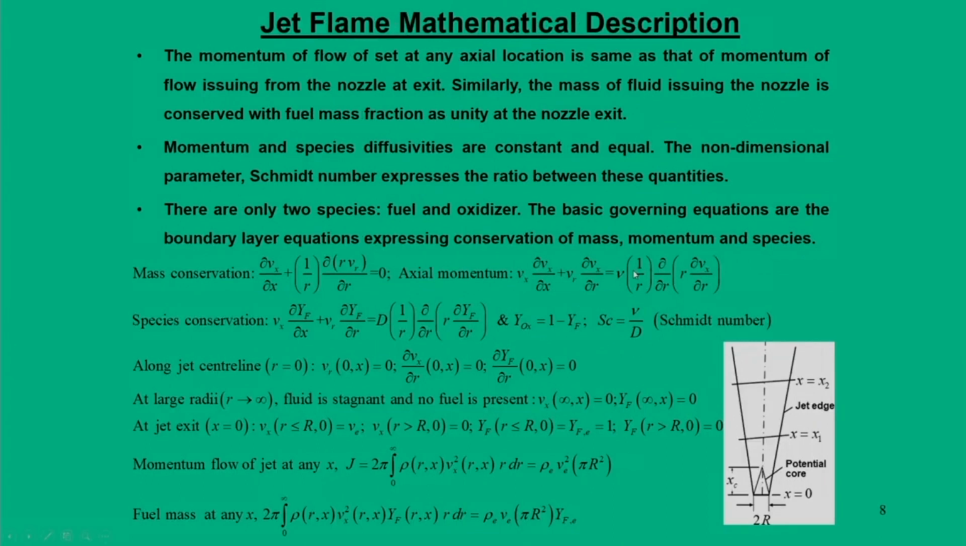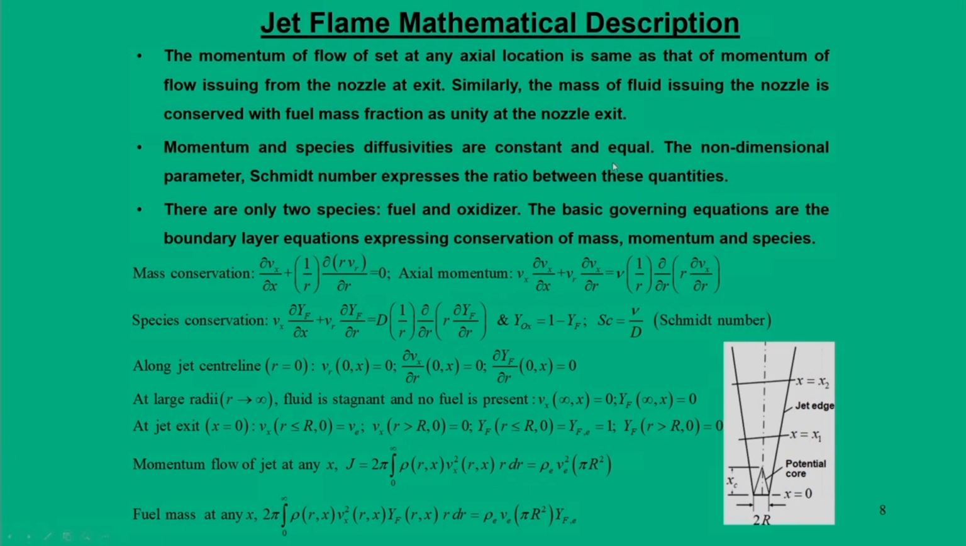Now, let us see how we are going to model this. What we are trying to say is that the momentum of the flow at any axial location is the same as the momentum issuing from the nozzle exit. So, it is nothing but a momentum balance or force balance; at any exit it should match. Similarly, the mass of the fluid issuing from the nozzle is conserved, with the mass fraction being unity at the nozzle exit. Another assumption we make is that the momentum and species diffusivities are constant and equal. So, there is a momentum of the flow, and at the same time there is a diffusion of species across the axial as well as the radial directions.